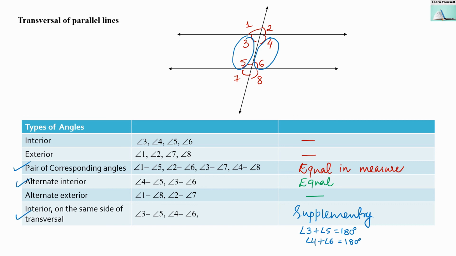That pair of corresponding angles are equal in measure. Alternate interior angles are equal in measure, and the interior angles which are on the same side of transversal are supplementary to each other.